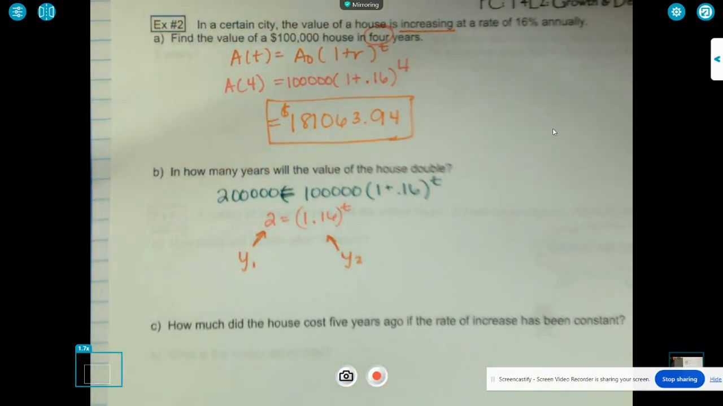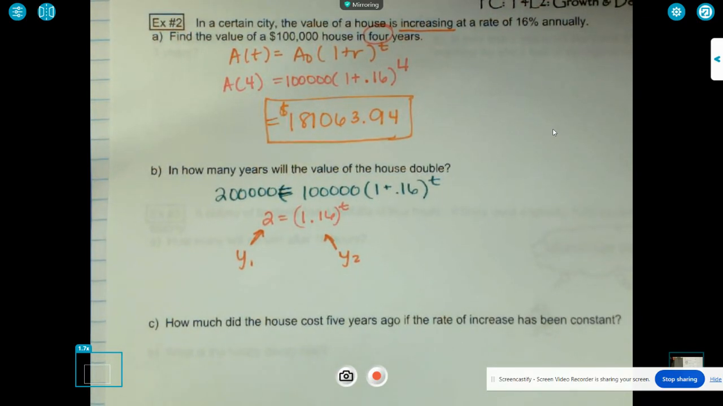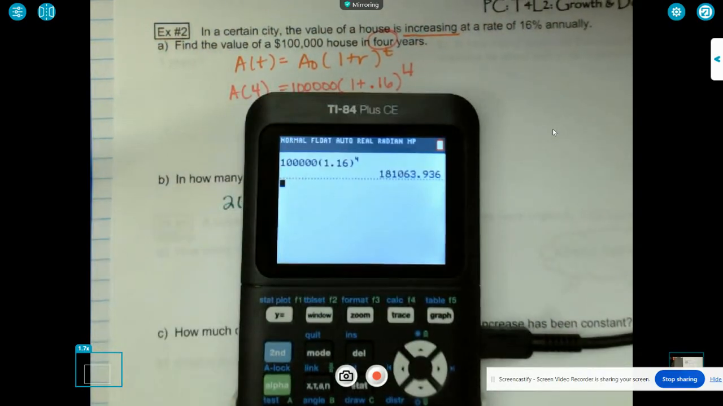Let me see if I can get a different calculator, because apparently mine is not charged. Maybe I can charge it. Let's see. Maybe it'll let me use it while it's charging. Let me use it. Let's see.